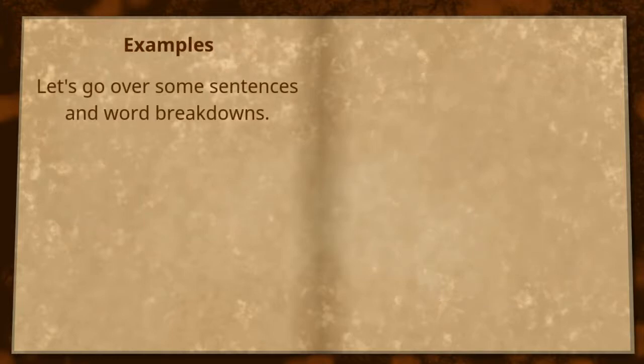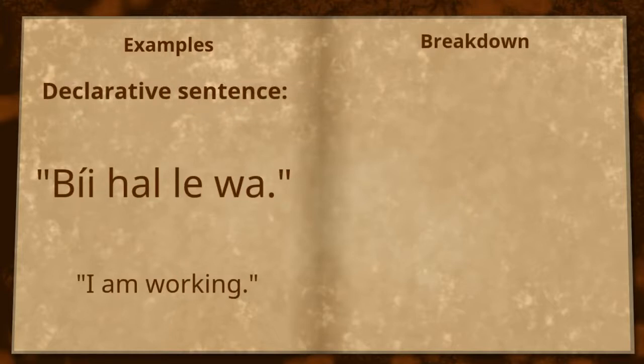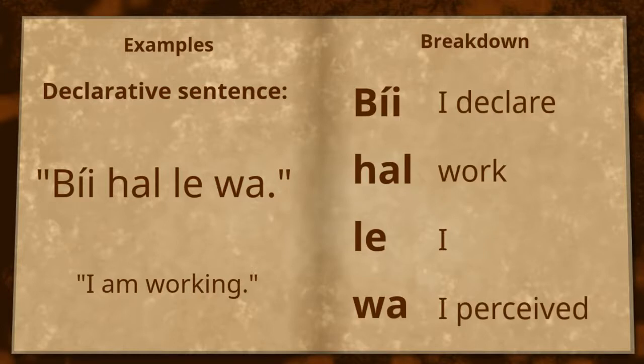Let's go over some sentences and word breakdowns. Be halewa. Notice the sentence structure. First is the speech act morpheme, indicating a declarative statement. Second is the verb, working. Third is the subject, I. And finally, the evidence morpheme, perceived by the speaker. So while we can translate the sentence as I am working, literally it would be I am declaring that I am working, as I have perceived internally or externally.